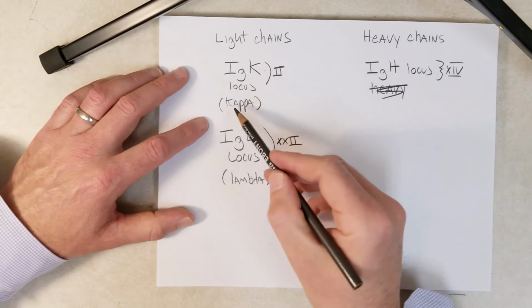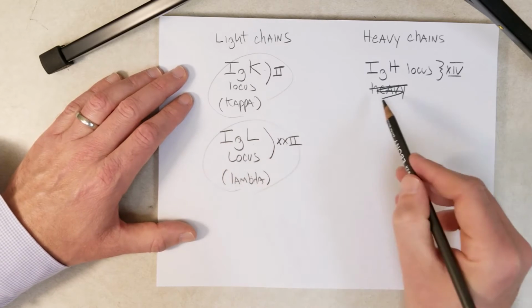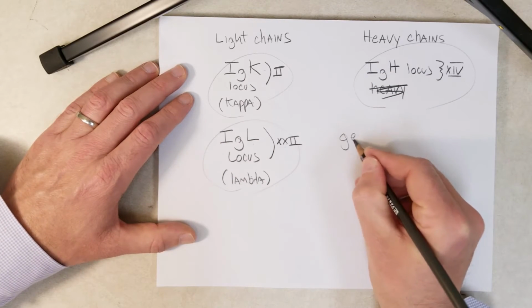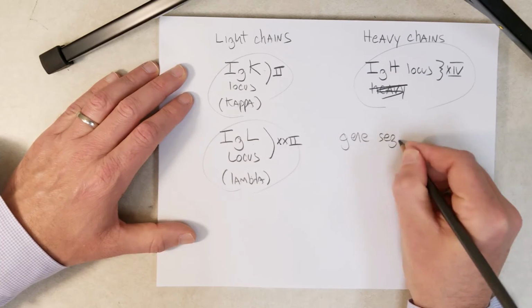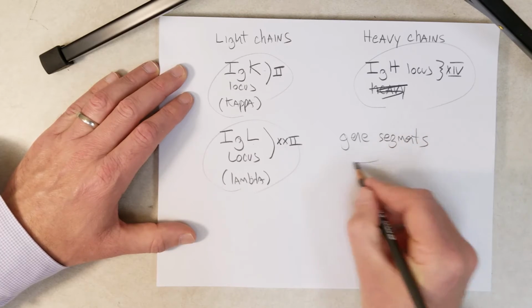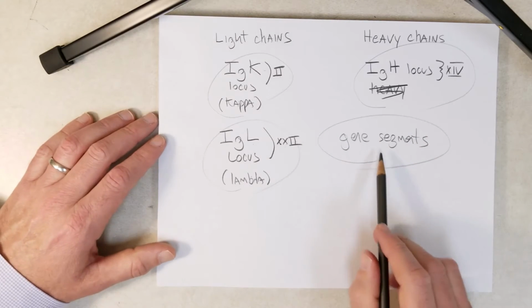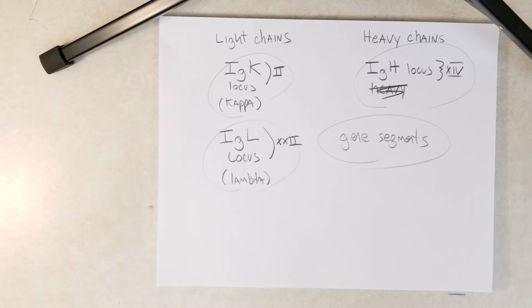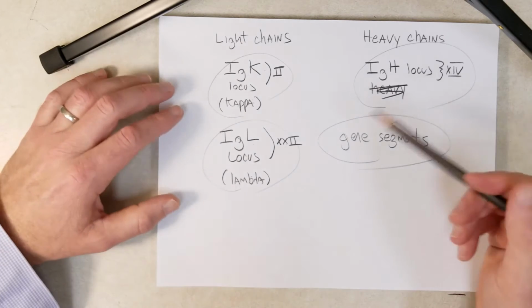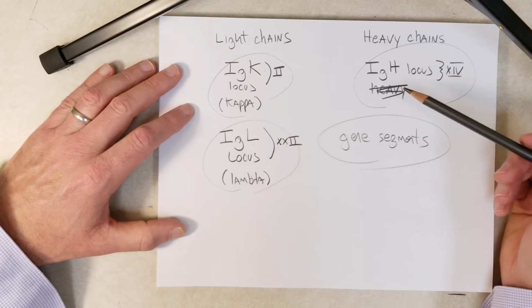Now, these loci are made up of segments, gene segments, which is something we haven't really seen before, and I don't really know of any other examples of genes that are made up of these things that we call gene segments. And the segments must be rearranged before these genes can be transcribed into a functional protein.